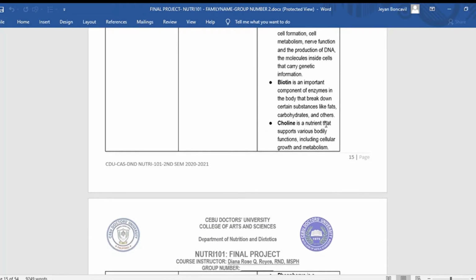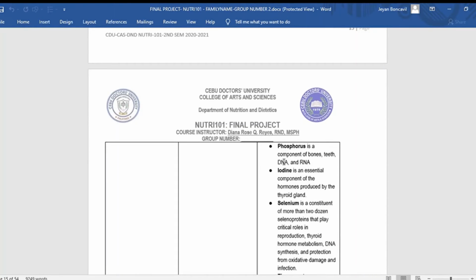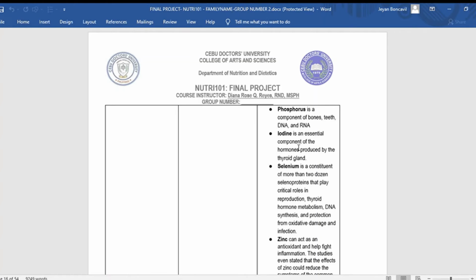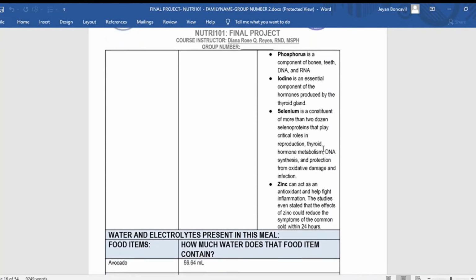Choline is a nutrient that supports various bodily functions, including cellular growth and metabolism. Phosphorus is a component of bones, teeth, DNA, and RNA. Iodine is an essential component of the hormones produced by the thyroid gland. Selenium is a constituent of more than 2 dozen selenoproteins that play critical roles in reproduction, thyroid hormone metabolism, DNA synthesis, and protection from oxidative damage and infection.